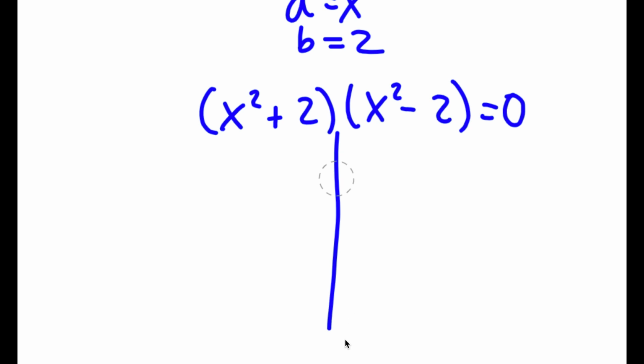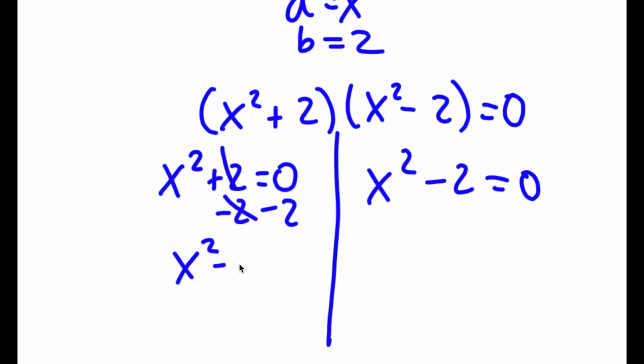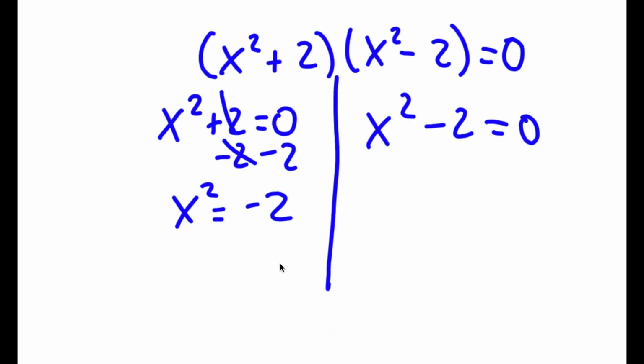So now this gives me two equations. I get x squared plus 2 is equal to 0, and I get x squared minus 2 is equal to 0. So for x squared plus 2 equals 0, I can subtract 2 on both sides, so I get x squared is equal to negative 2.